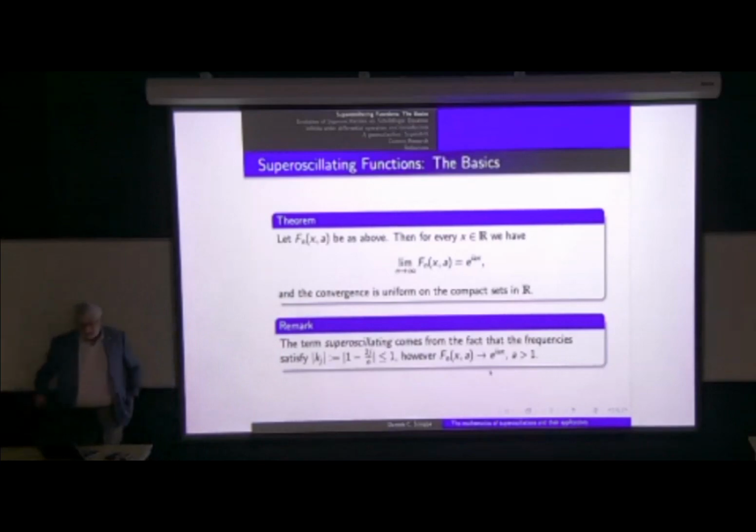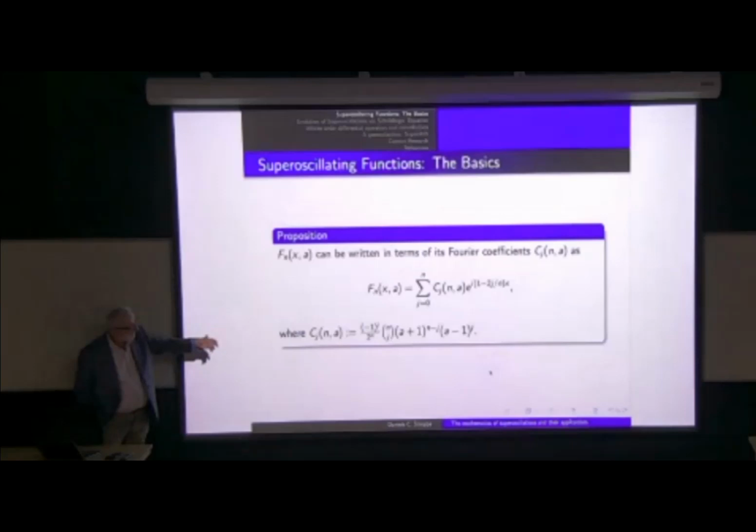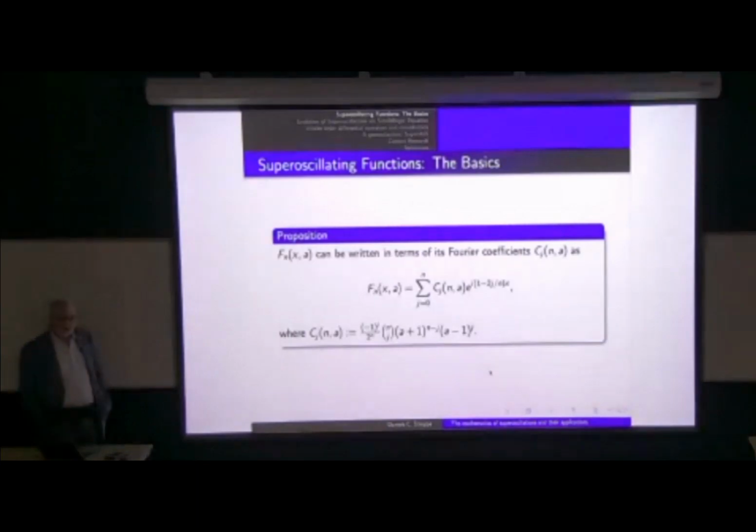So now I'm going to go back to the previous slides again. So you have this finite sum. The exponents have frequencies that are all bounded between minus 1 and 1, right? Because j goes from 0 to n. So when j is 0, you have 1, and when j is n, you get minus 1. And yet, this function converges to e to the i a x for a arbitrarily large. And so the term that was used is super oscillation because they apparently oscillate only very little, but then in reality you get this large.